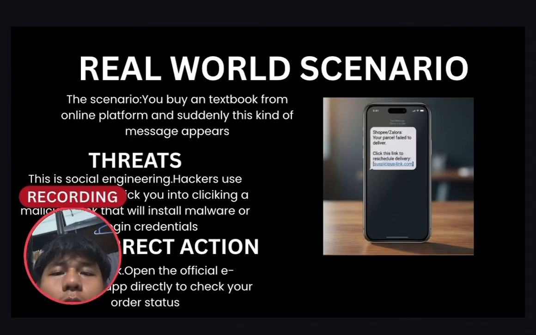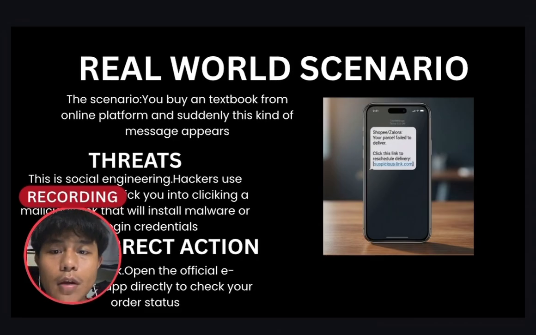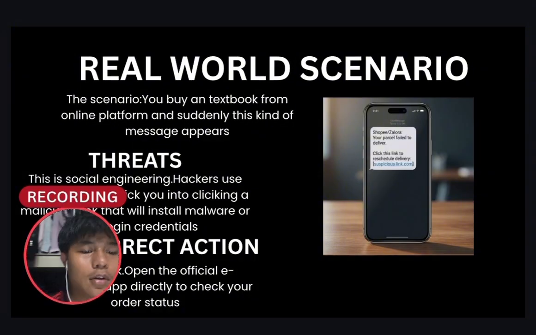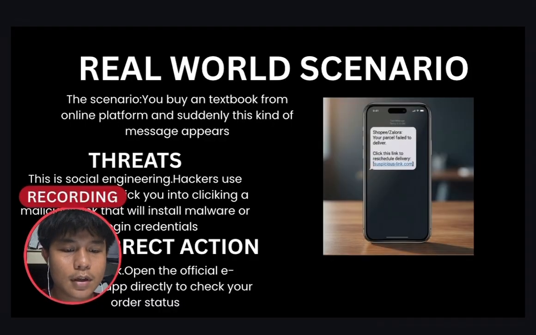So a real world scenario is when you buy a textbook from an online platform and suddenly this kind of message appears, like you can see in that picture. There is a message from Zalora or Shopee that you need to press that link. So the threat is, this is social engineering. Hackers will use a fake scenario to trick you into clicking a malicious link that will install malware or steal login credentials. So what you need to do is, you do not click. Instead, you open the official e-commerce app and directly check your order status.